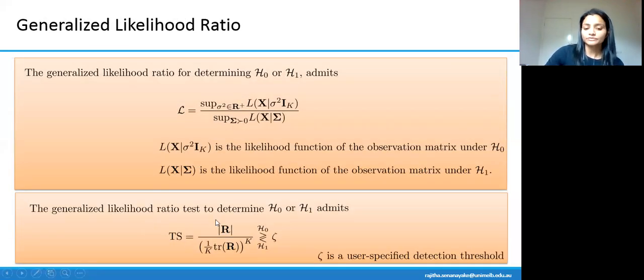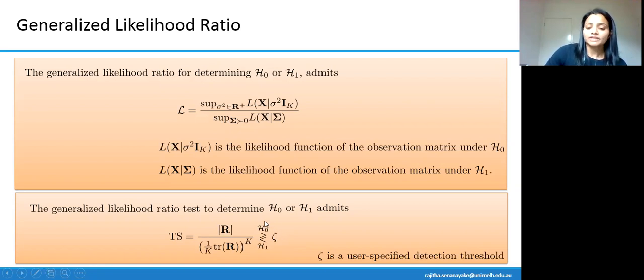We calculate the value of this test statistic. And if that is above a certain user-defined threshold, in this case zeta, we declare the null hypothesis. And if it is below the threshold, we declare the non-null hypothesis.